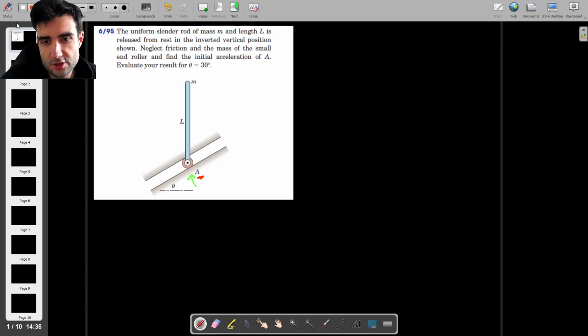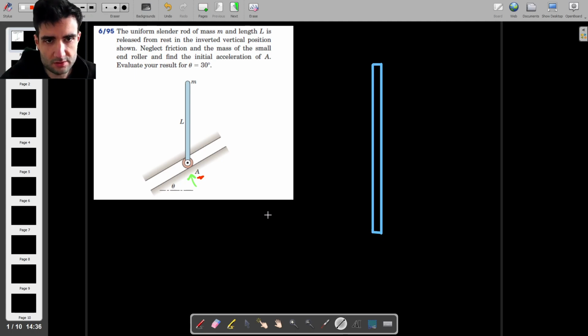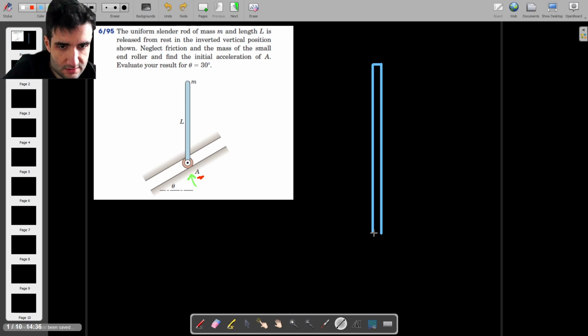So as usual with those kinds of questions, the most important thing is to draw a free body diagram, right? So let's draw a free body diagram. And by that I mean I'm gonna redraw the rod. I'm gonna ignore the wheel for now, just to make the diagram a bit simpler, something like that.